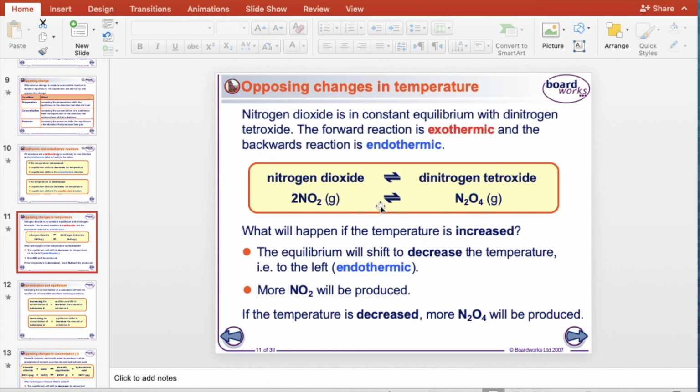Now, how is this visible? When you increase the temperature and move to the left, your mixture is going to start turning a darker brown. And if you decrease the temperature and move to the right, the mixture is going to start being paler. So hopefully that makes sense on how temperature affects the equilibrium.